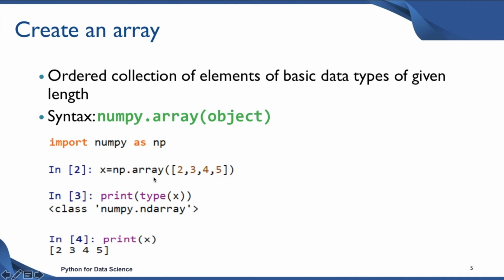So here it has resulted in giving us a numpy n-dimensional array, and if we try to print x, it seems similar to our list, but it is not a list, it is a numpy.ndarray. Okay, so let us try to practice this and see how it works.